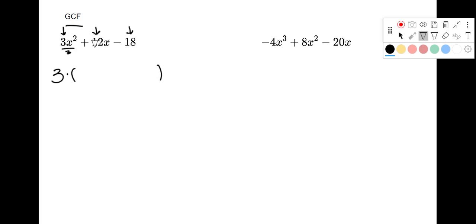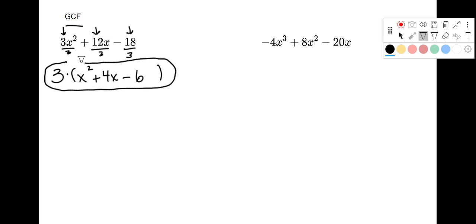To do that, if you remember, you're just dividing by whatever you took out as the GCF. So 3x squared divided by 3 is x squared. 12x divided by 3 is a positive 4x. And negative 18 divided by 3 is negative 6. So this has been factored correctly and completely. We cannot factor it anymore. So that is our answer.